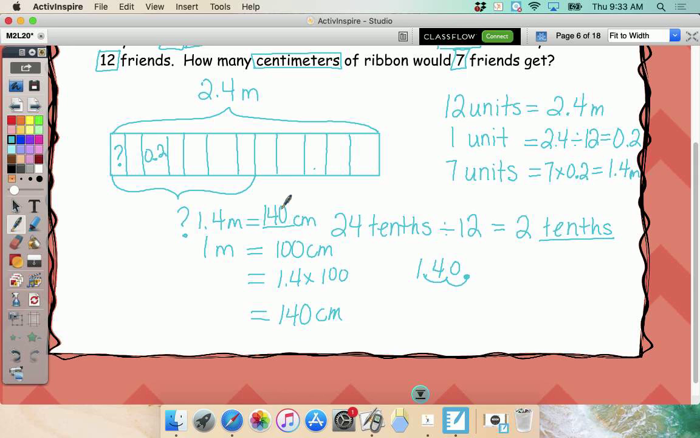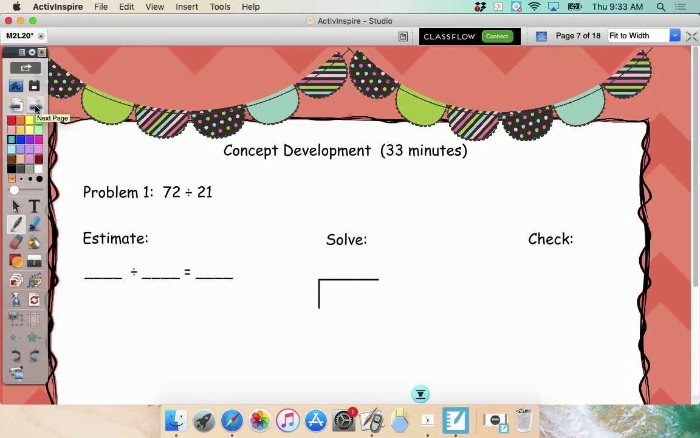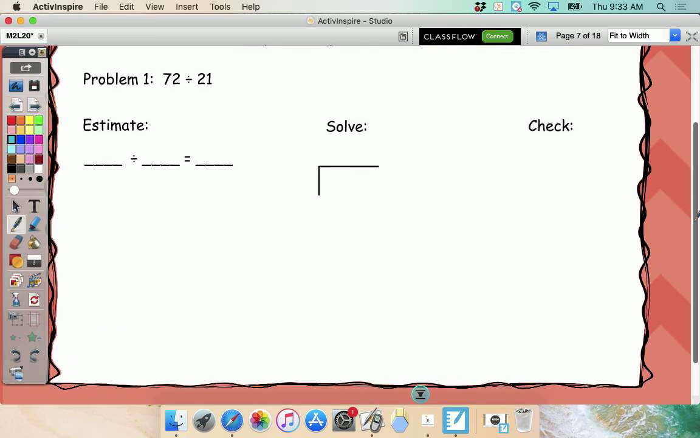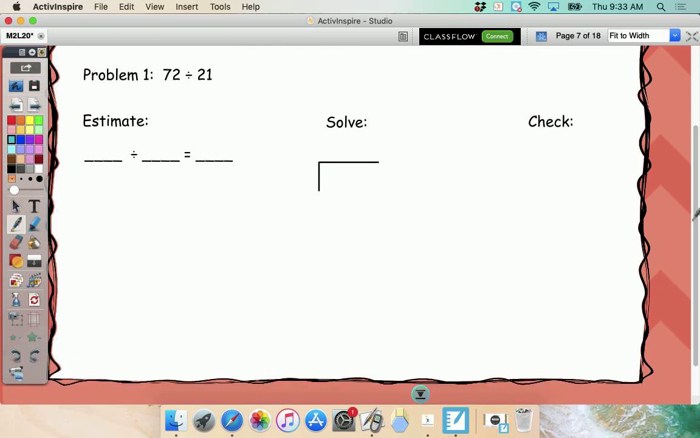Okay, let's start today's lesson. Okay, step 1, write the problem. So 72 divided by 21. Step 2, round the divisor.